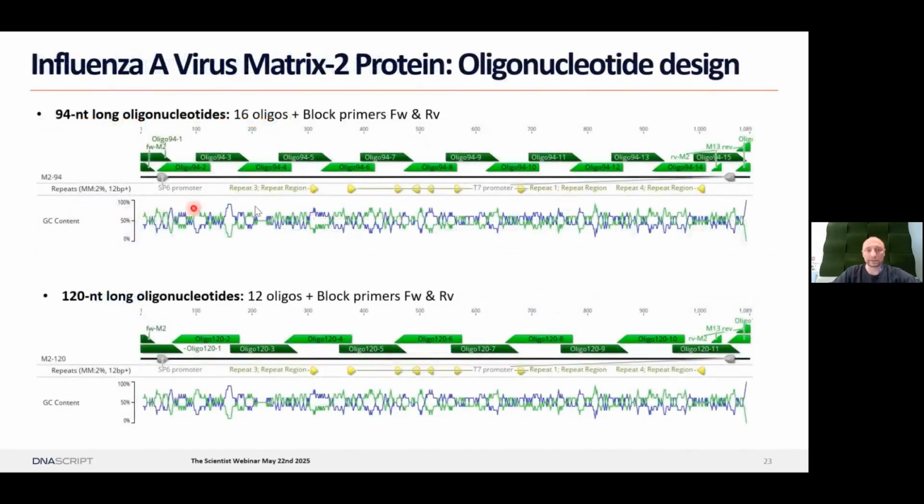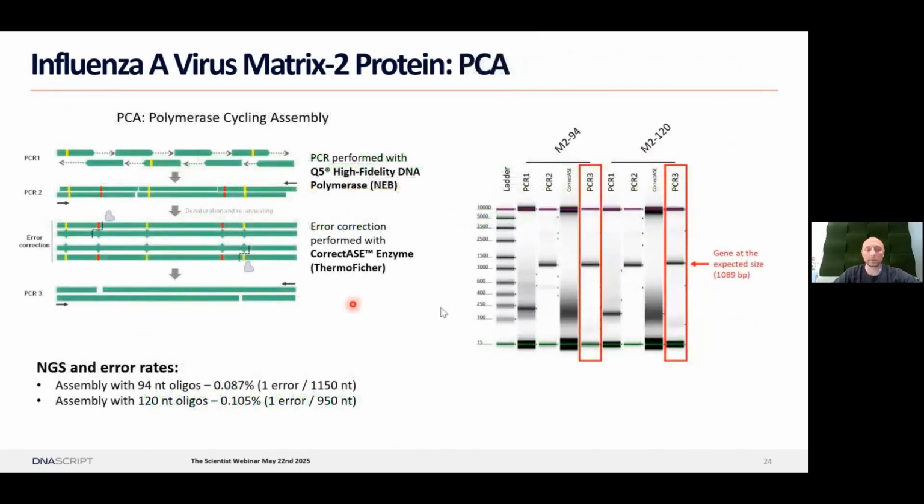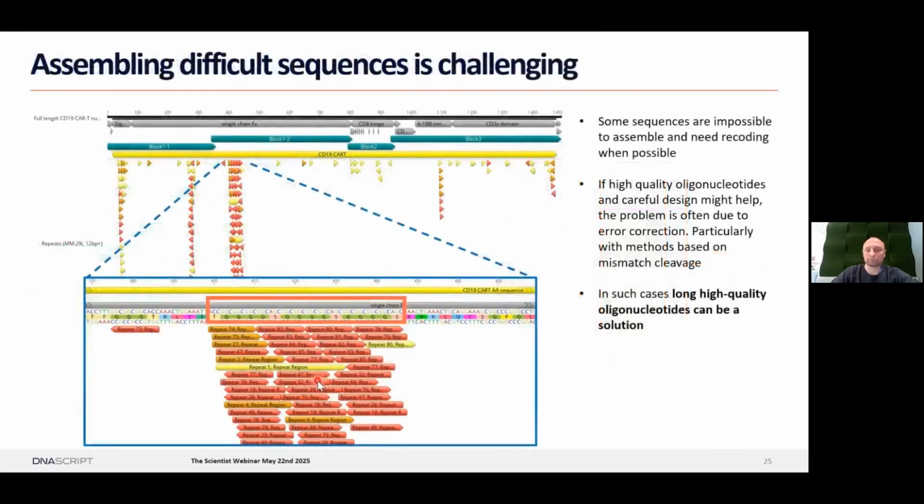We did two designs, 94-nucleotide oligos and 120. Then we did the full process of PCA and then assembly into the vector. Once we sequenced, that's the type of error rate that we obtained, which is as good as what you have with shorter fragments. So as you can see, it's really easy to produce gene fragments, even genes.